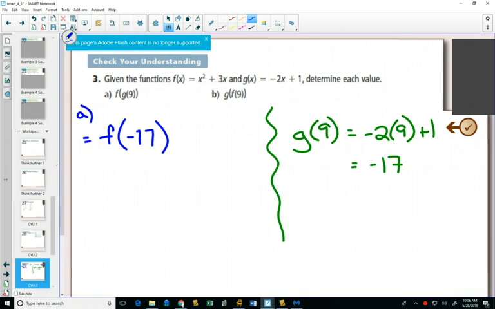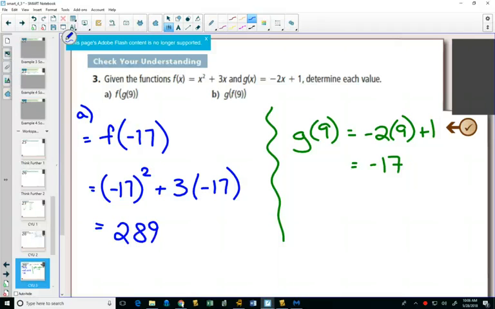So we figured out g of 9 to be negative 17. That now gives us f of negative 17. That means we go to our function f of x, and we plug in negative 17 for x. Now there's two x's in f of x, so we'd have to plug in negative 17 for the first x and negative 17 for the second x. 17 squared, 289. 3 times 17, minus 51. And we end with 238.